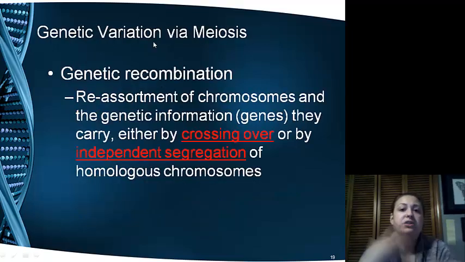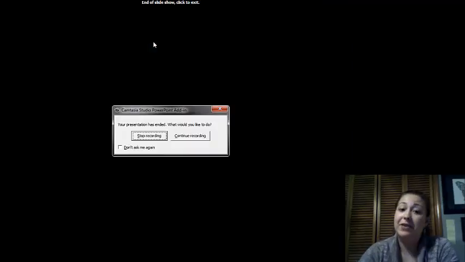Genetic variation occurs in meiosis so that we can be unique. We have genetic recombination, which reassorts the chromosomes either by crossing over or independent segregation of the homologous chromosomes. These increase genetic variation. Well, that's it.